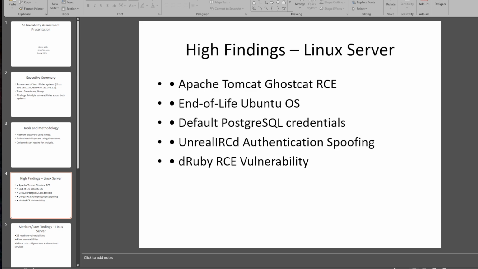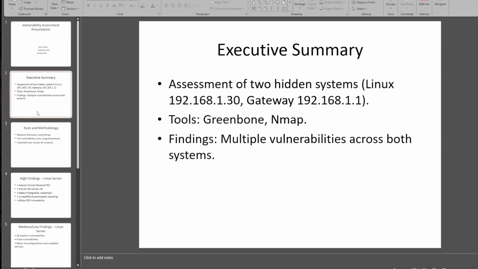Although no critical vulnerabilities were identified, several high and medium issues pose serious security risk if left unaddressed or unremediated. My recommendations focus on patching outdated software, securing services, and improving network configuration.